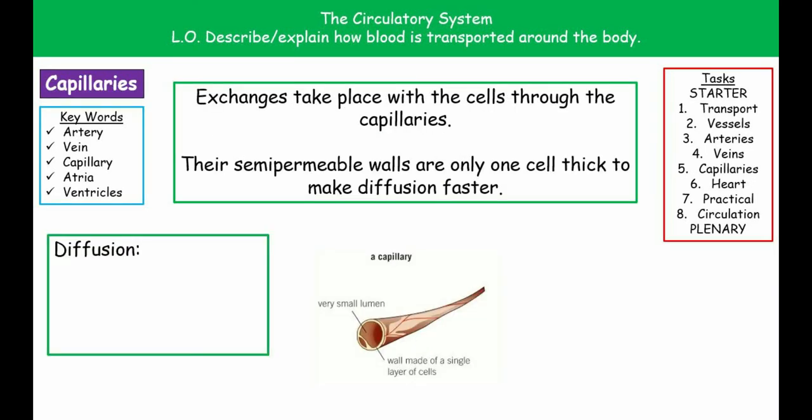The third and final blood vessel are the capillaries. Now, what we find is the capillaries are really important because this is where the exchanges take place with the cells. In order to allow that to happen, we need structures here that are going to be making diffusion as efficient as possible. So when you look at the picture there, you can see it's actually got a wall that's made of a single layer of cells.